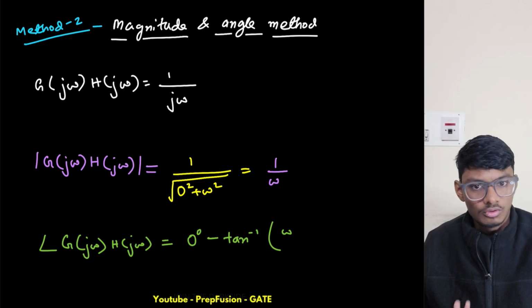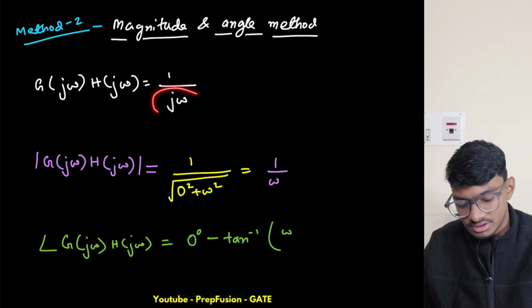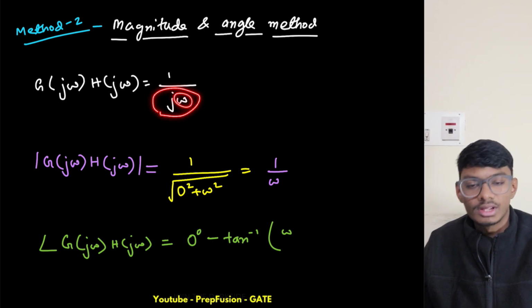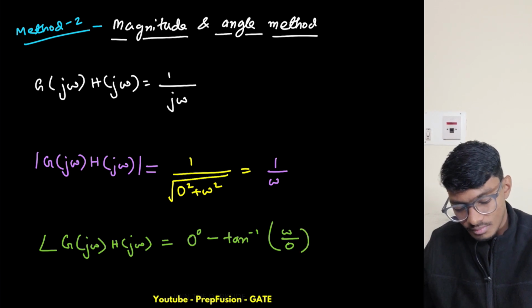It is y over x. I will not explain it further, right? We have already done this. So it is y over x. So y, the imaginary component, is this omega, and what is the real component? It is 0. So it is omega over 0, okay.